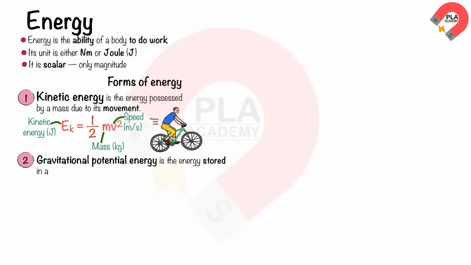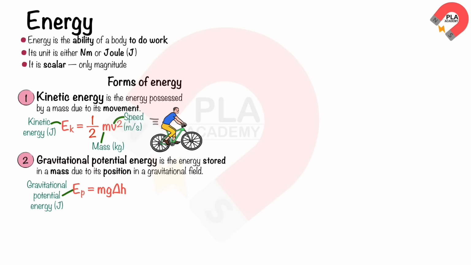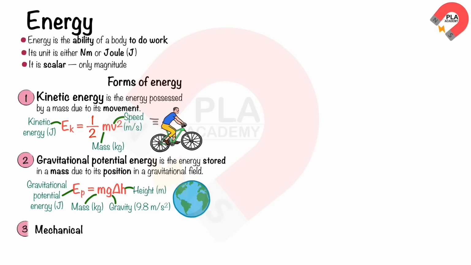Gravitational potential energy is the energy stored in a mass due to its position in a gravitational field. Its formula can be written as E_p equals m g delta h, where E_p is the gravitational potential energy in joules, m is the mass in kilograms, g is the acceleration due to gravity equal to 9.8 meters per second squared, and delta h is the change in height in meters.